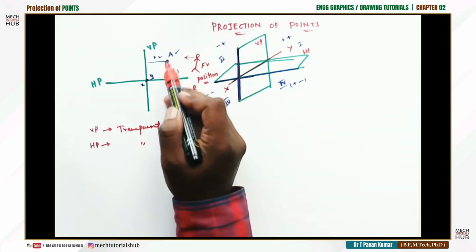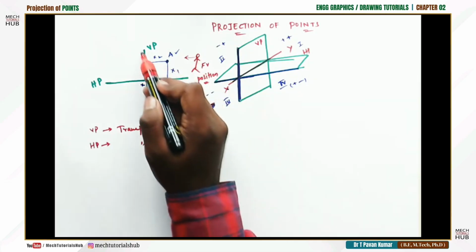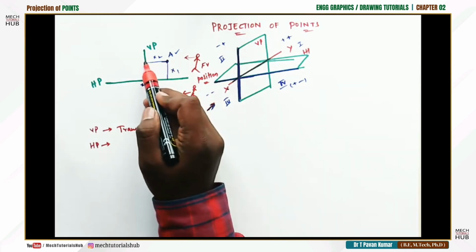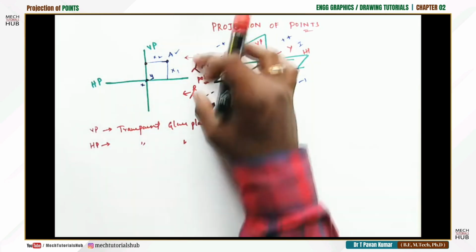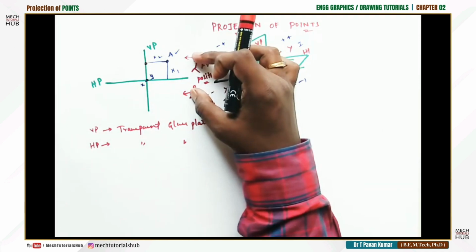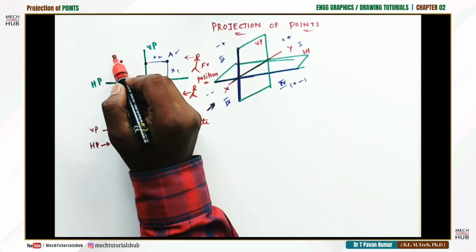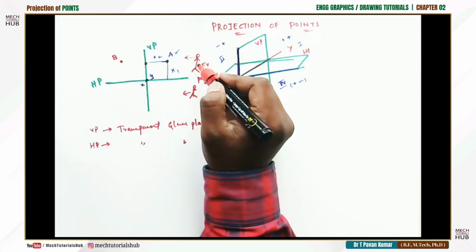Fine. When you view an object from here, as you have a reference of the vertical plane, the image or projection is going to fall on the vertical plane. This is the front view position of the observer. Similarly, there is one more object by name B. When I view from here, how does it look?